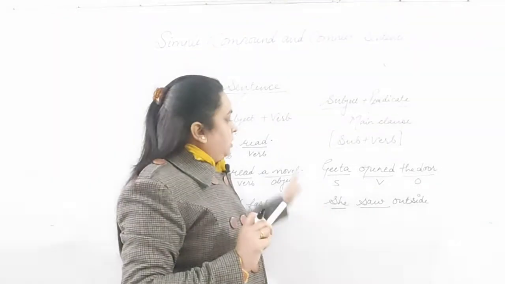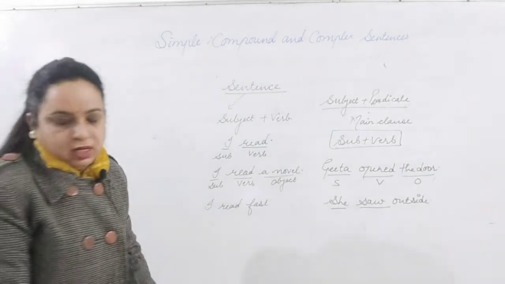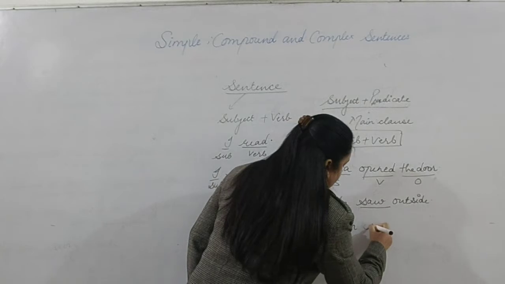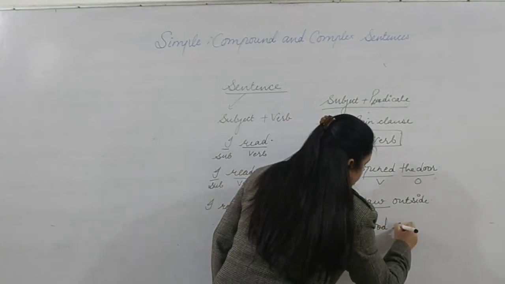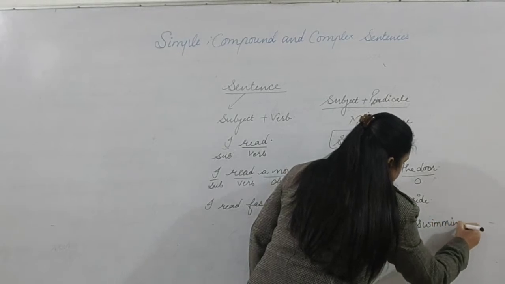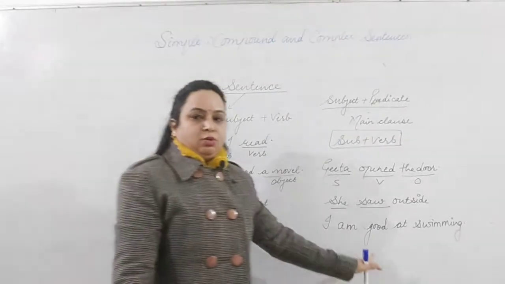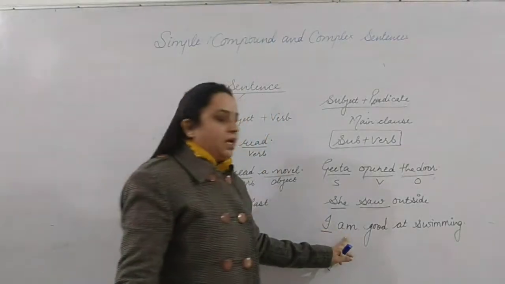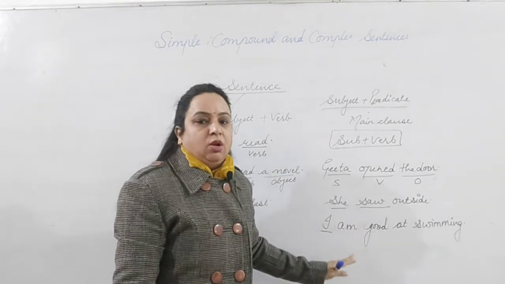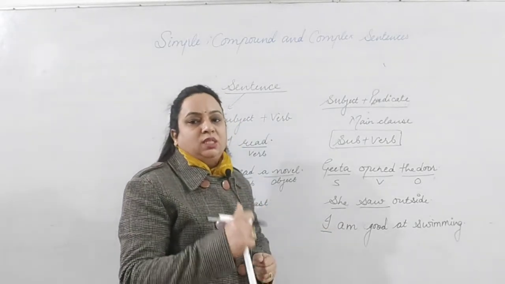These are simple sentences. If we add something else, suppose we take "I am good at swimming." Here "I" is working as the subject and "am" is a verb. So this is also a main clause or independent clause, which does not depend on others. That's why it is known as an independent clause.